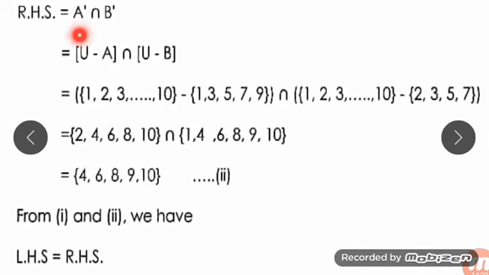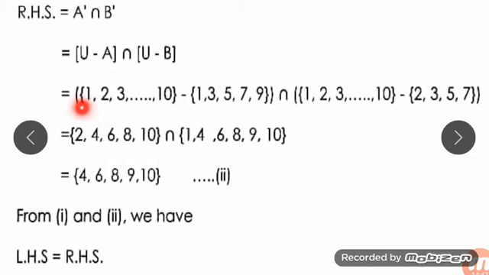A complement means U minus A and B complement means U minus B, and here is the intersection sign. So U set, then minus A, then intersection sign, then U set, then minus B. We are going to follow this. Okay, from U we are going to subtract A. A should be subtracted from U.